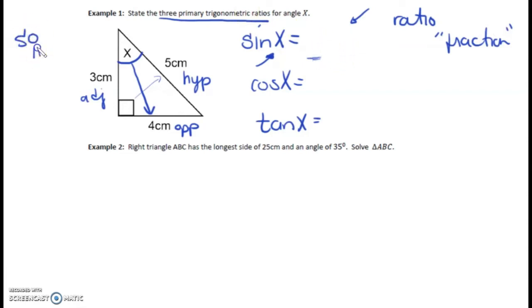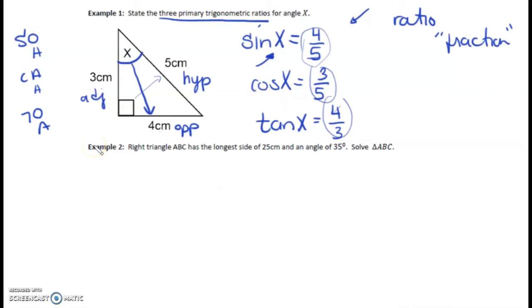SOHCAHTOA. Sine is going to be opposite over hypotenuse. So the opposite side is 4, hypotenuse is 5. Cos is going to be adjacent over hypotenuse. Adjacent is 3, hypotenuse is 5. And tan is going to be opposite over adjacent, which is going to be 4 over 3. So when asked just to state the 3 primary trig ratios, we're looking for this part of it, the actual fraction part. Those are the 3 primary trig ratios.